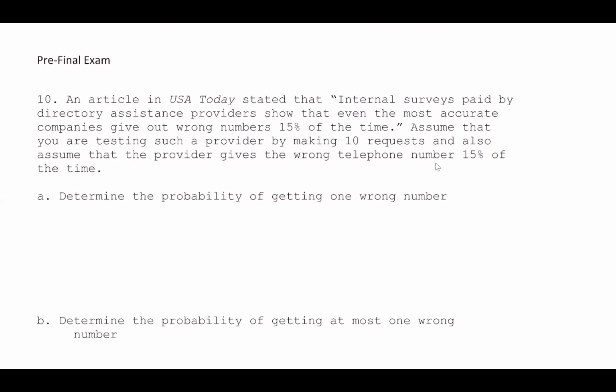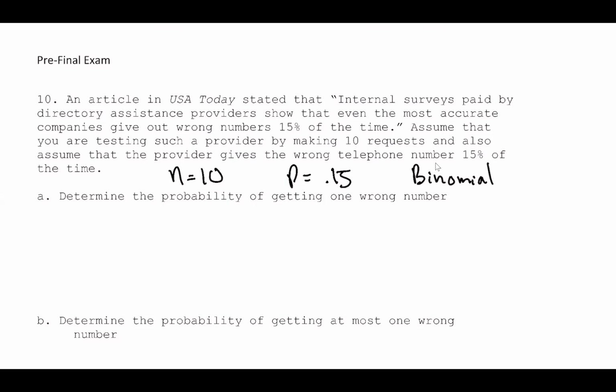So for this one, we're requesting 10 phone numbers, so that's your n. And the probability that they're wrong is 0.15. Since we have a set number of trials, and since we know the probability of success, which is 0.15, this is a binomial distribution. Anytime they give you an n and the probability of success, that's a binomial distribution. So for this one, we're going to use the binomial distribution.